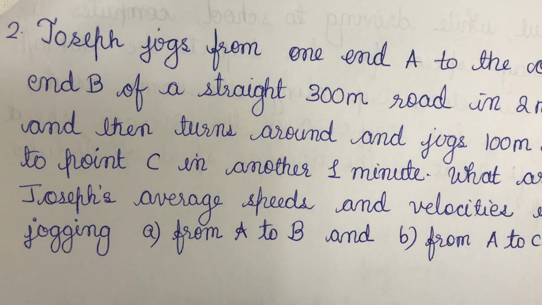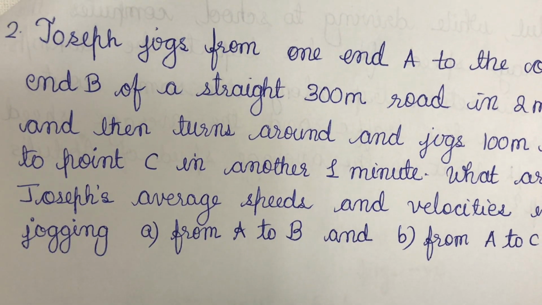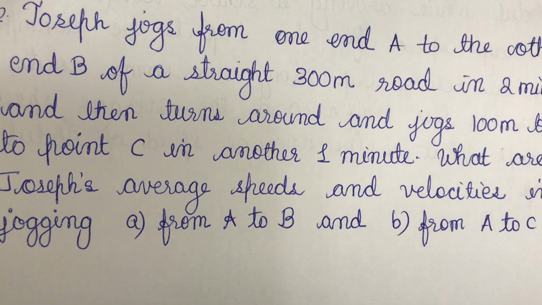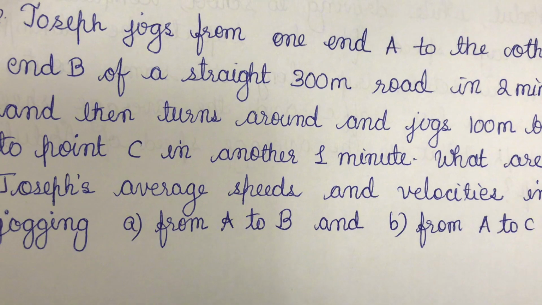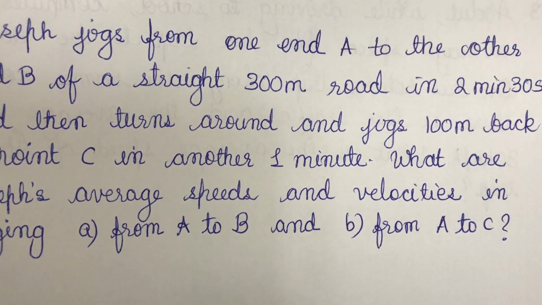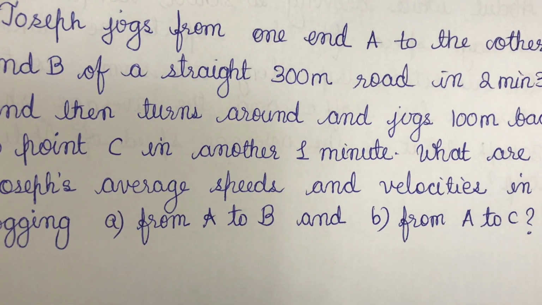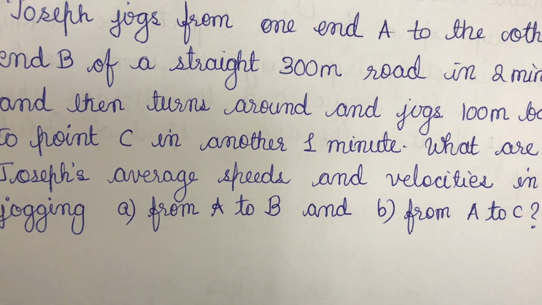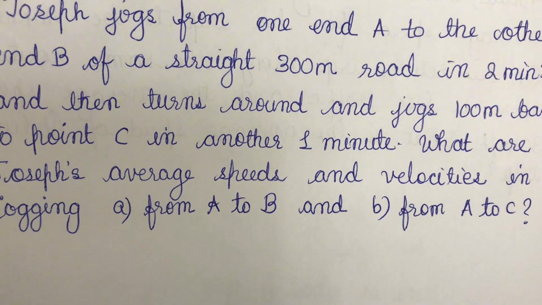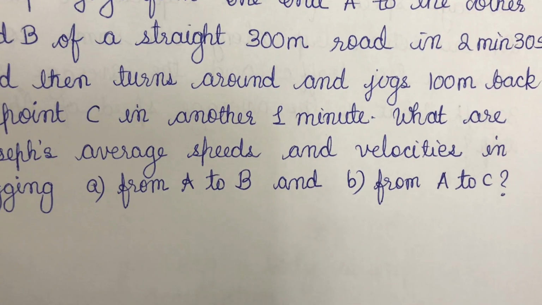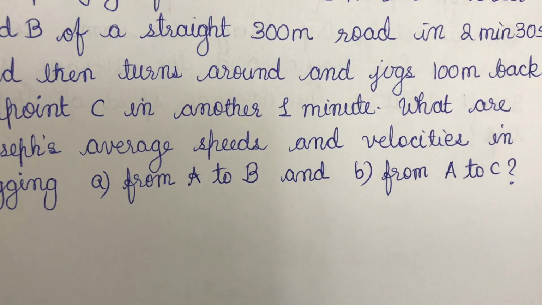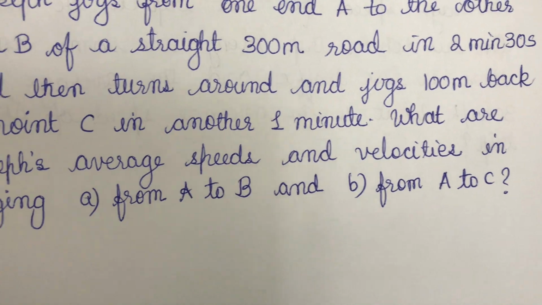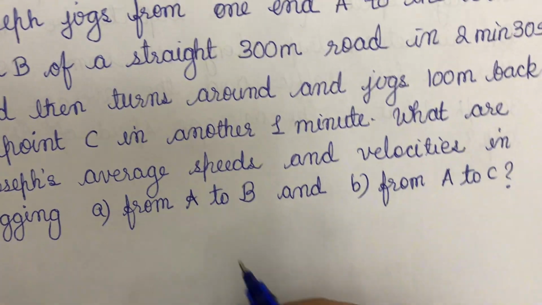So next is question number 2. Joseph jogs from one end A to the other end B of a straight 300 meter road in 2 minutes 30 seconds, and then turns around and jogs 100 meter back to point C in another 1 minute. What are Joseph's average speed and velocity in jogging? First from A to B, and second from A to C. So we have to find the average speed and velocity.